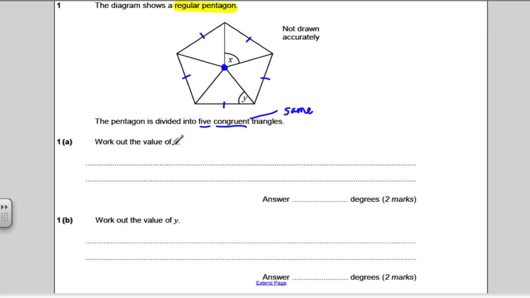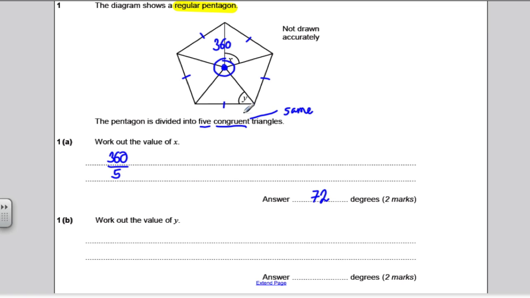It says work out the value of x. Now, we know that angles around a point add to 360, and this angle here, and this one, and this one, and this are all x, and there are 5 of them. So to get one of them, you simply do 360 divided by 5, and you get 72 degrees.